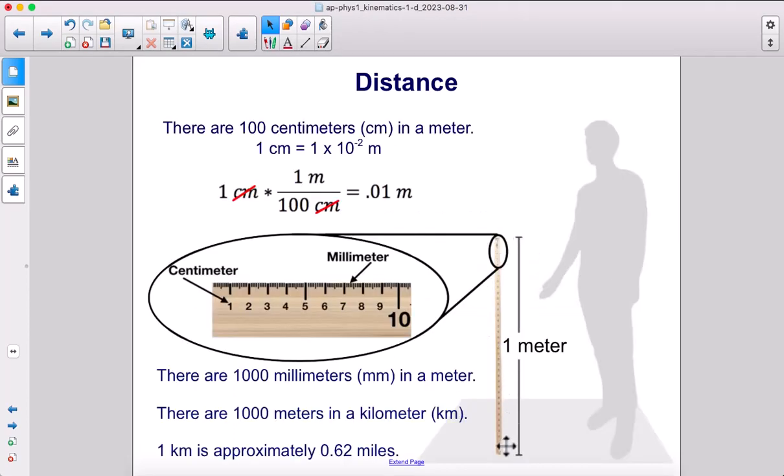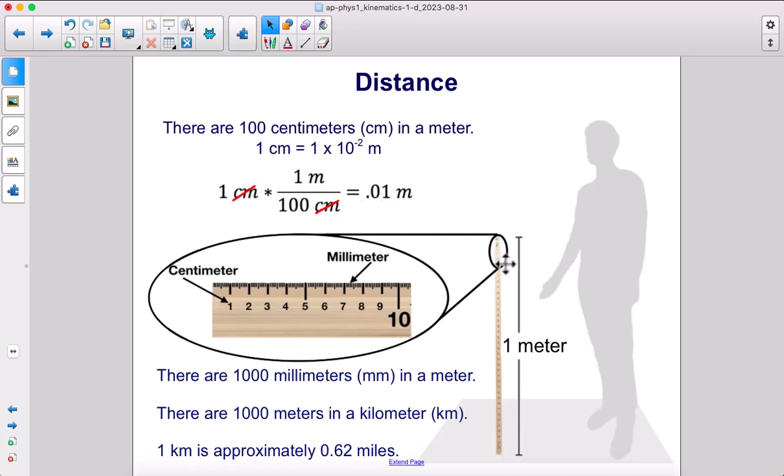Here we see a meter stick next to an average human adult. There are 100 centimeters in a meter, so we can write that two different ways. In scientific notation, we can say 1 centimeter equals 1 times 10 to the negative 2 meters. We can also use this conversion. If you have centimeters and you need to put it into meters, which is something that we do often in this class, since we use meters as our standard measurement, not centimeters, just multiply by the conversion factor so that the centimeters cancel, leaving us with meters. So you can see that 1 centimeter is going to be equal to 0.01 meters.